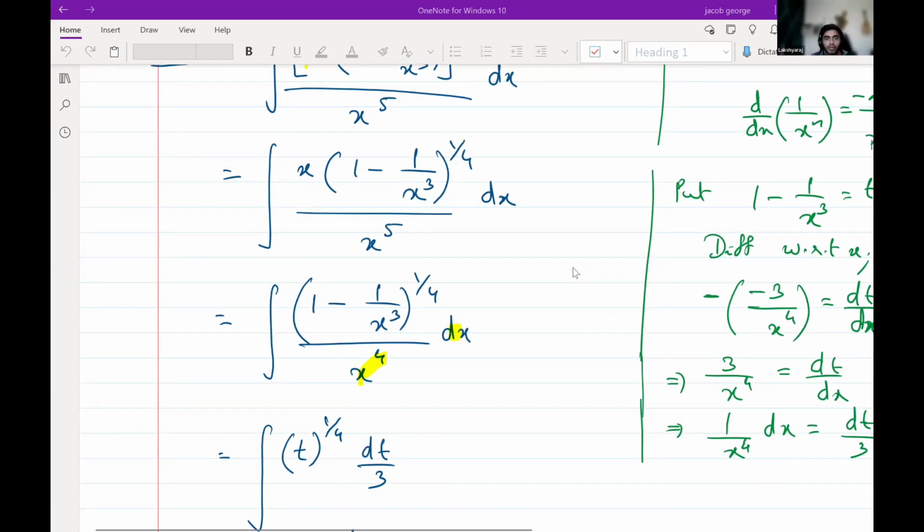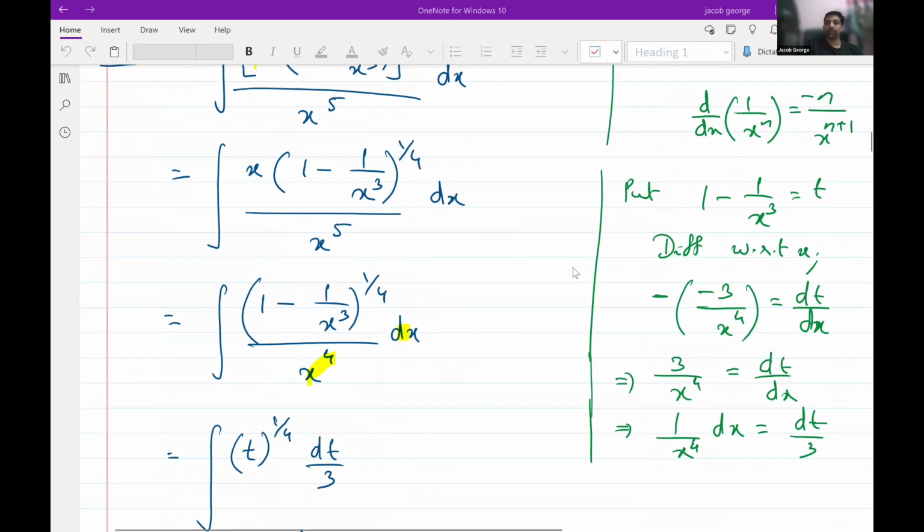Then we have to substitute 1 minus 1 by x cube is equal to t. Then the derivative is minus of minus 3 by x raised to 4 is dt by dx, or 3 by x raised to 4 is dt by dx, or 1 by x raised to 4 dx is dt by 3. Okay? Yes, sir. And we will substitute that. t raised to 1 by 4 into dt by 3.